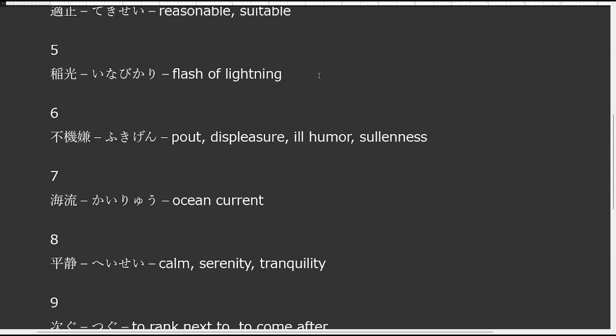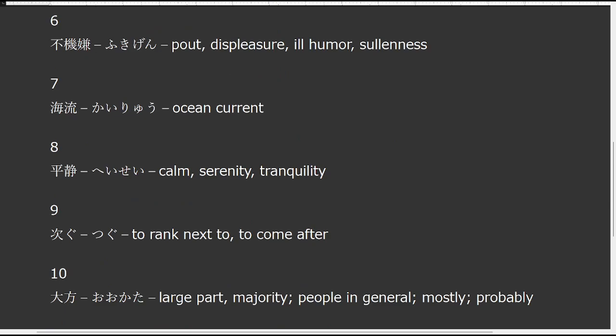Inabikari is our rice plant shaped light in the form of a streak of lightning. Inabikari desu. Number six is fukigen.